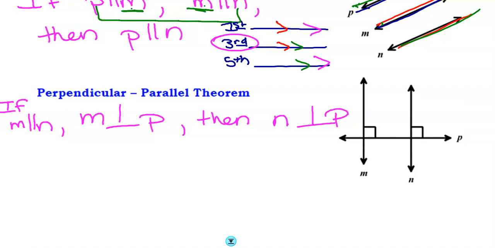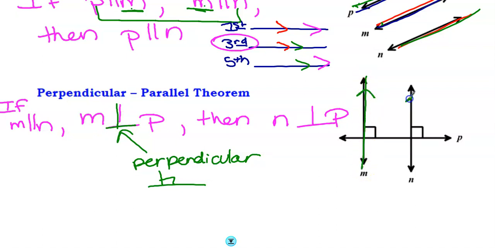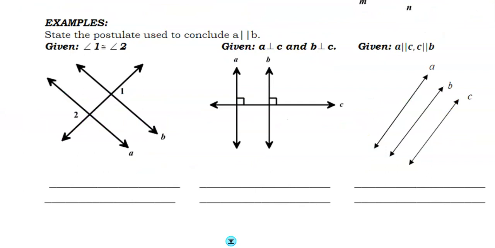If M, so this symbol means perpendicular. Okay, that's the 90-degree corner, so they label it like that. Because M and N are parallel lines, so if you ever see this, this means parallel, and because P is perpendicular to M, it has to also be perpendicular to N. So it has to cut through both at the same angle, because of the relationship between the parallel lines and the perpendicular. Okay, so angle 1 and angle 2 are congruent.